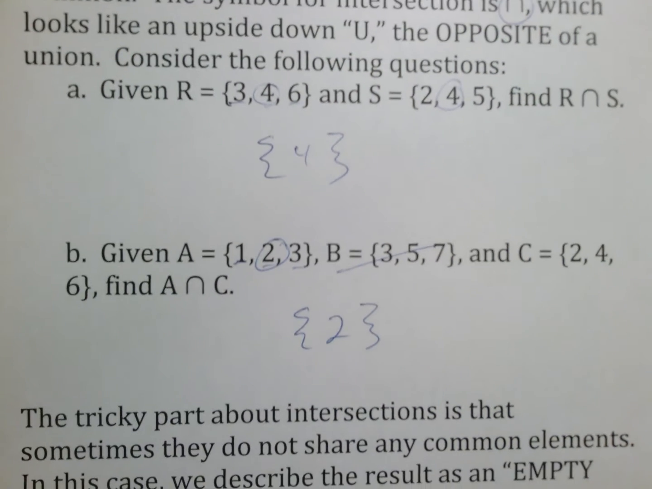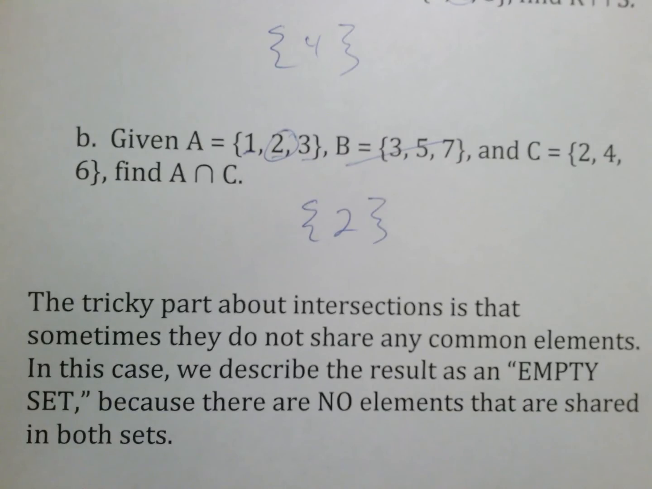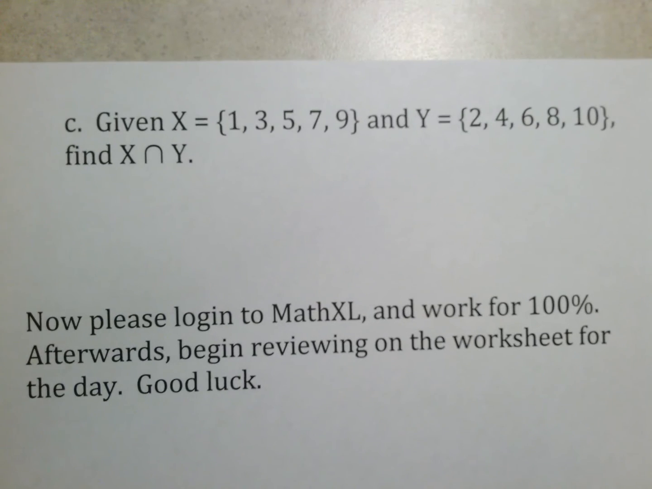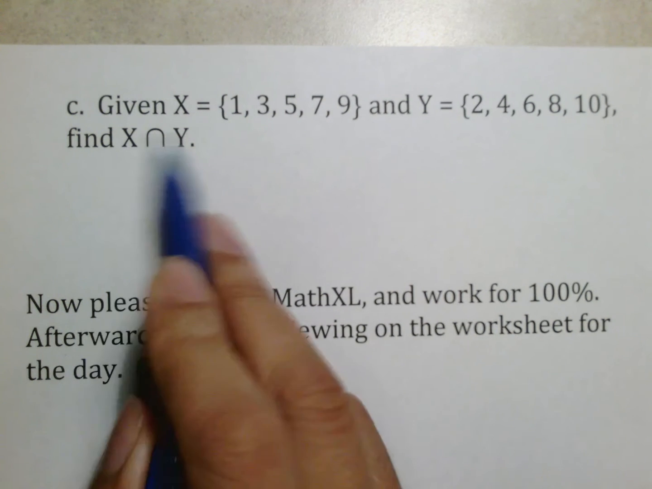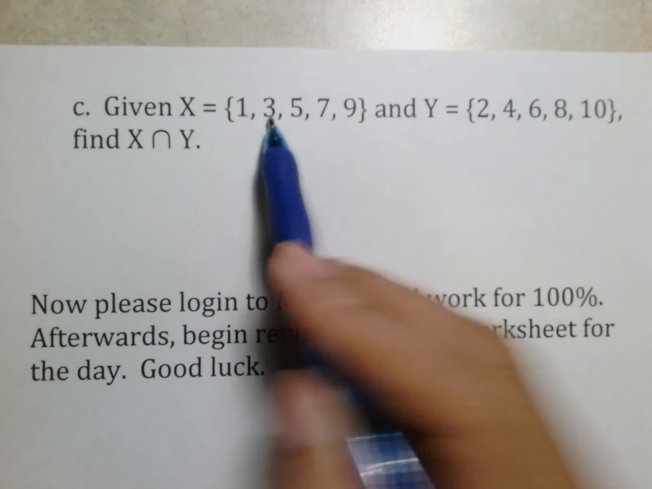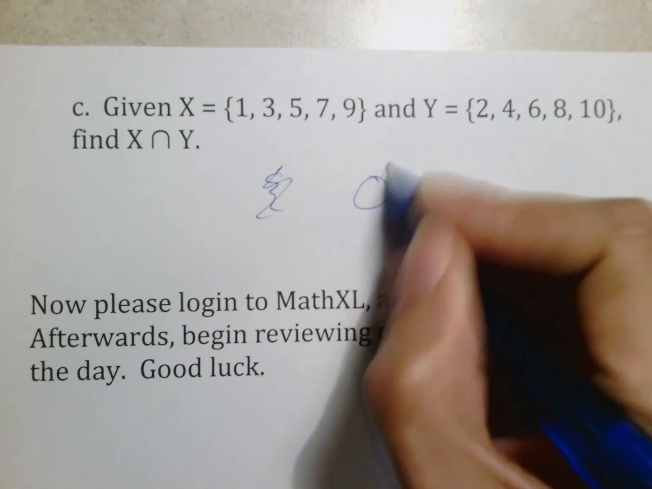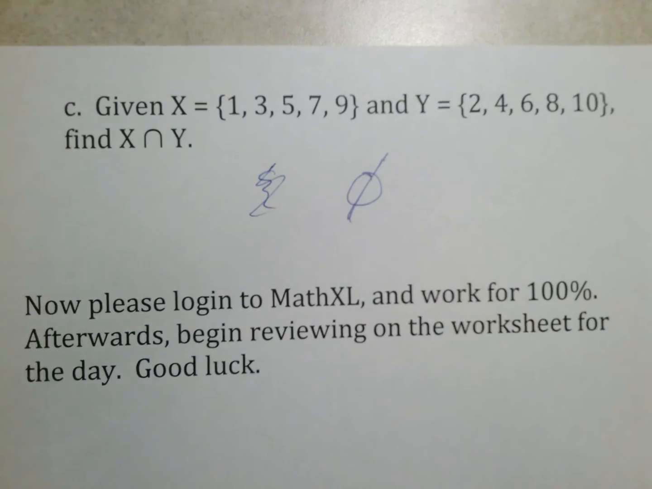The tricky part about intersections is sometimes they do not share common elements. In this case, we call it an empty set because there's nothing at all and no elements at all that are shared in both sets. So an example of this would be like here in question C, where it tells us that x is 1, 3, 5, 7, 9, y is 2, 4, 6, 8, 10, and they want the intersection of x and y. Well, again, if you set up your part here, 1 is not in both, 3 is not over here, 5 is not over here, 7 is not over there, 9 is not over there, and so you would write this thing right here, which means an empty set. It's a 0 with a slash through it, which just means empty set.